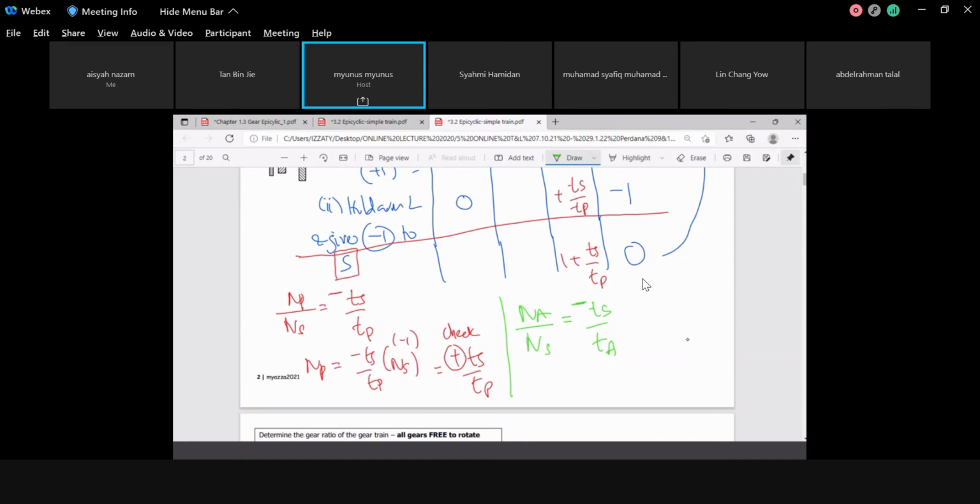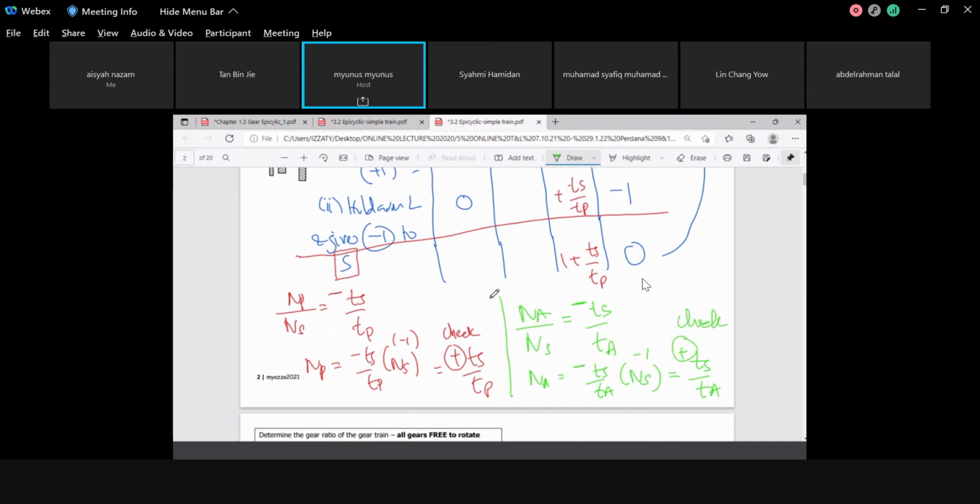This one is kinematic, this one is geometric, remember? Negative here, because these two gears are running in opposite directions. Then you have NA is equal to TS by TA, not to forget the negative. Bring this one NS. NS, you give negative one. Then you will have TS by TA positive. Check.